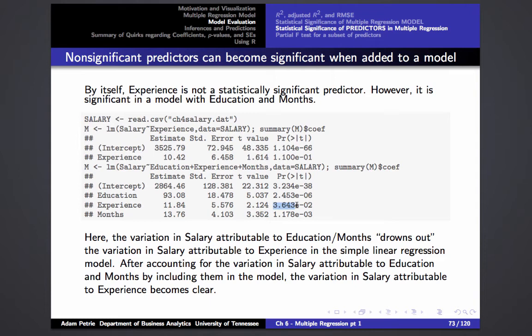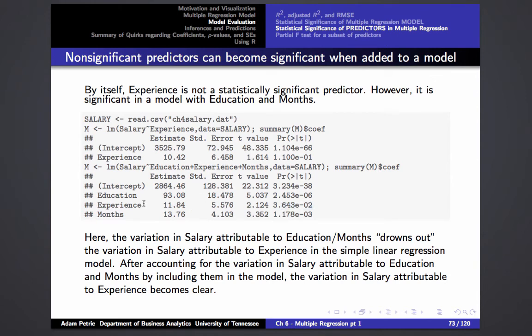It turns out the effect of experience on salary is relatively small. It's overshadowed by the effect of education and to some extent months as well. So salaries vary a lot in the data set. Most of that variation is attributed to differences in education and differences in months. The small variation that can be attributed to experience gets washed out by these two other variables. It's only when we account for education and months that the association between salary and experience really comes through.